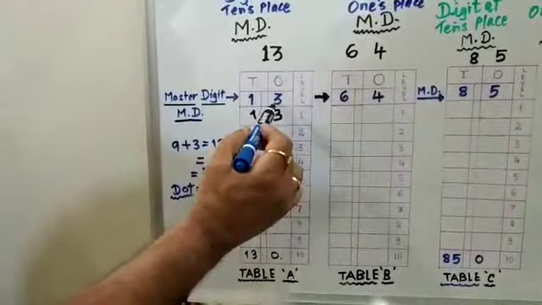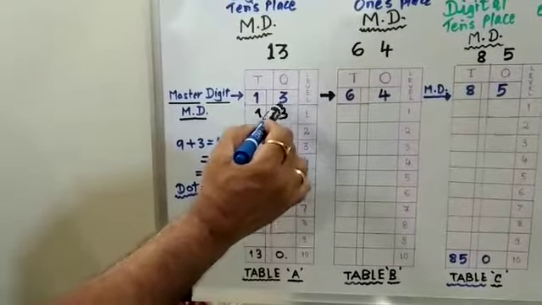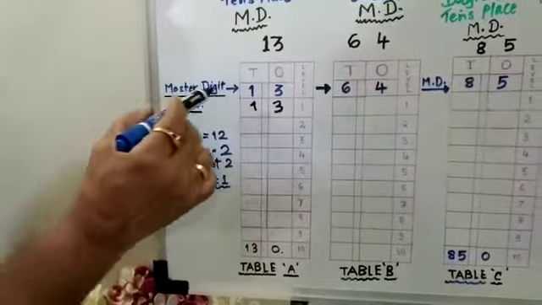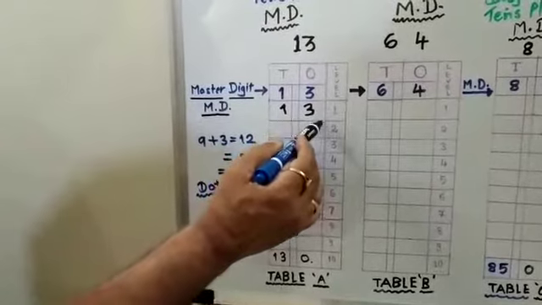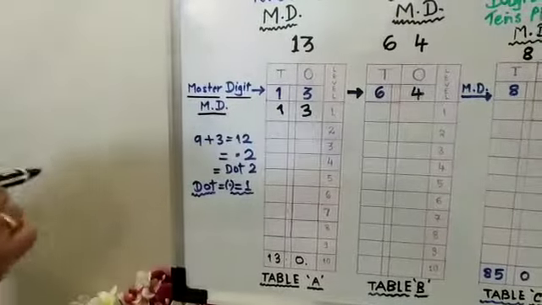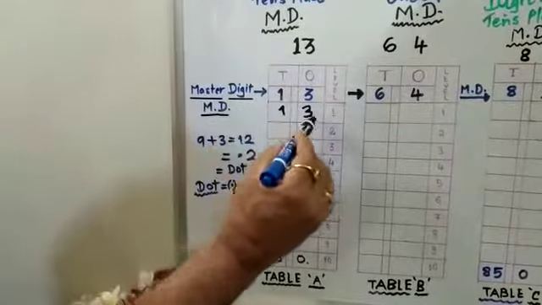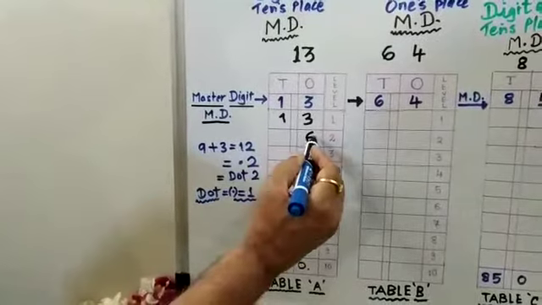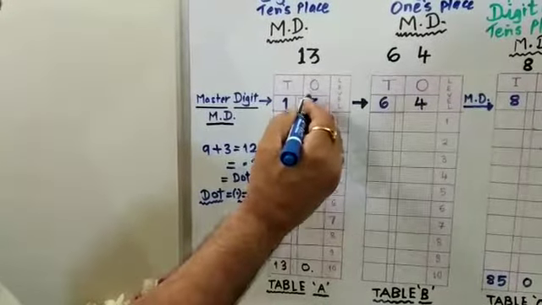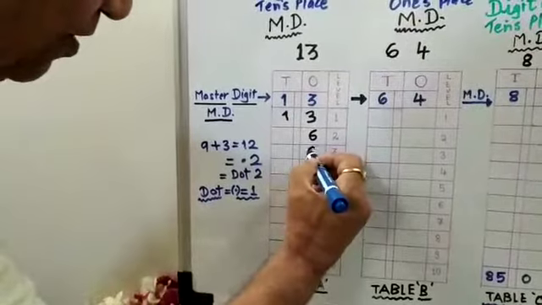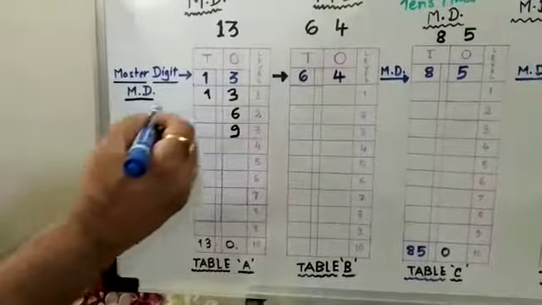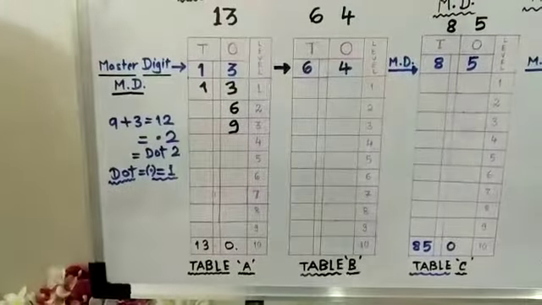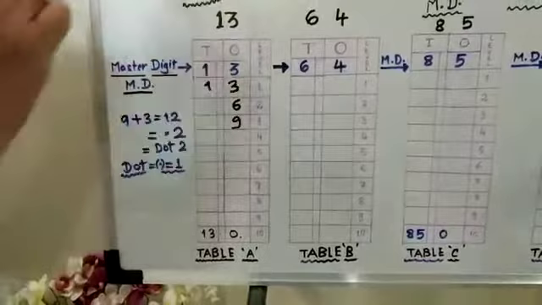Very simple. What you have to do? This is the last number that we can see and this is the master digit. So in order to get the next number, you have to add the master digit to the number that you know. So 3 plus 3 comes to 6. Again, to get the next number, add the master digit: 6 plus 3, 9. Now again, 9 plus 3, 12. Now for the first time we have got a two-digit number.